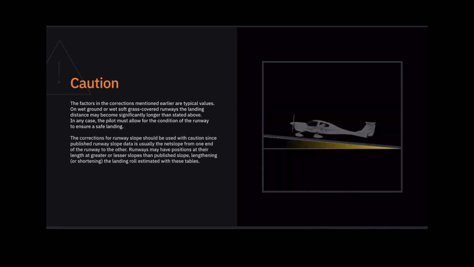The corrections for runway slope should be used with caution, since published runway slope data is usually the net slope from one end of the runway to the other. Runways may have positions at their length at greater or lesser slopes than published slope, lengthening or shortening the landing roll estimated with these tables.